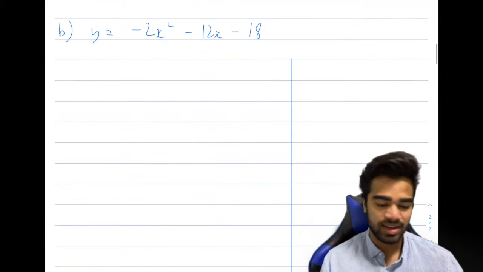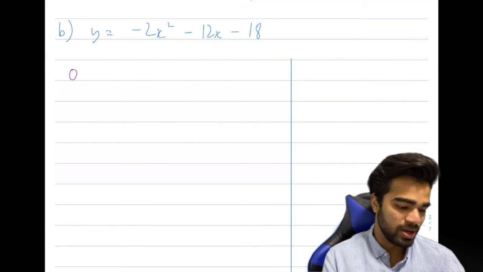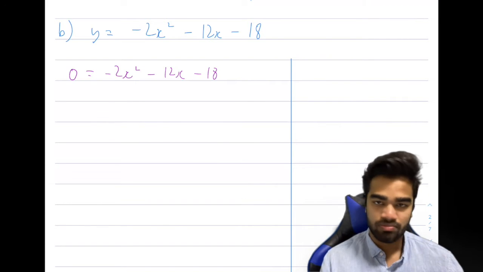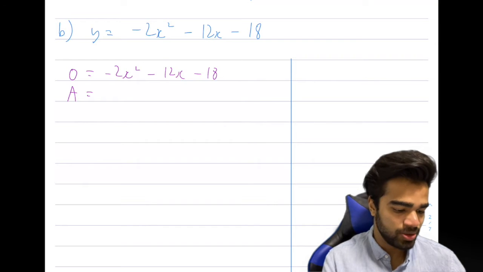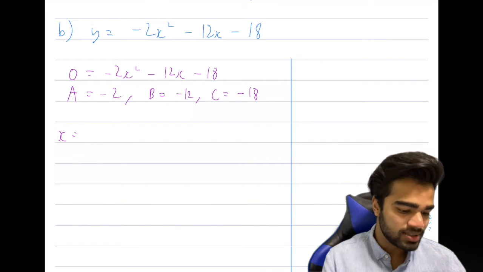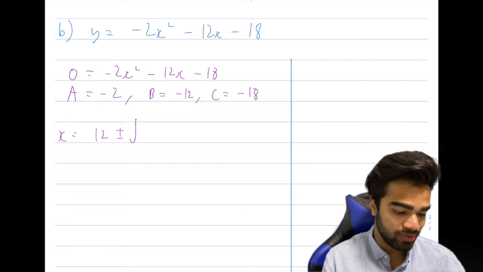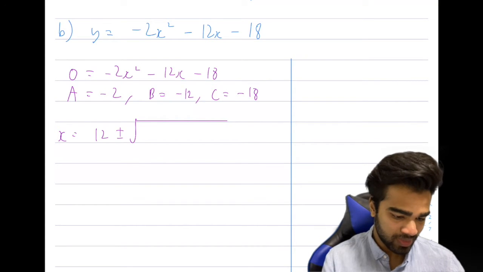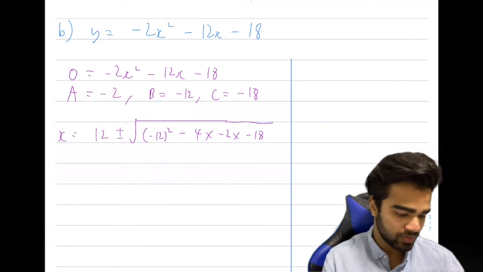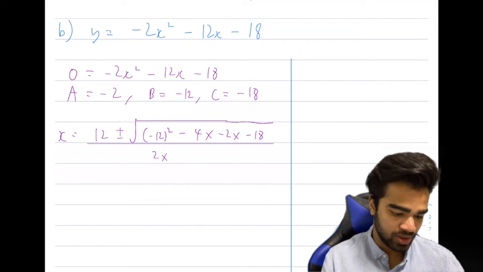Let's keep going. Again, same question. Find the x-intercepts for this. So you make y 0, same thing: 0 equals negative 2x squared minus 12x minus 18. Use the quadratic formula, because if you try to factorize, you won't be able to do it. a is negative 2, b is negative 12, c is negative 18. Okay, so let's use it. x equals negative b. Again, pause the video and have a go if you want to do it yourself. You probably should. b squared, so negative 12 squared, minus 4 times a, which is negative 2, times c, which is negative 18, over 2 times a, so 2 times negative 2.